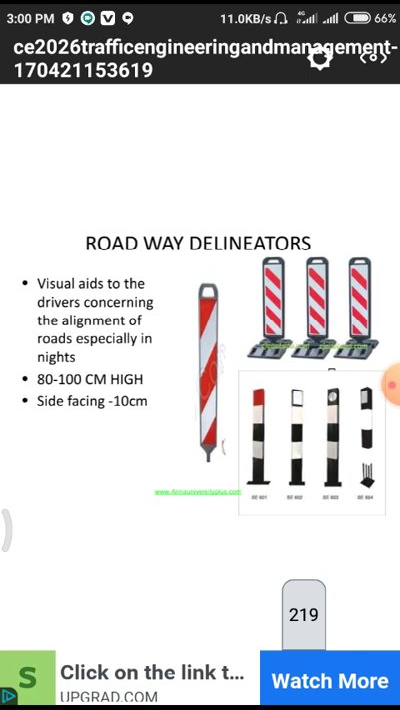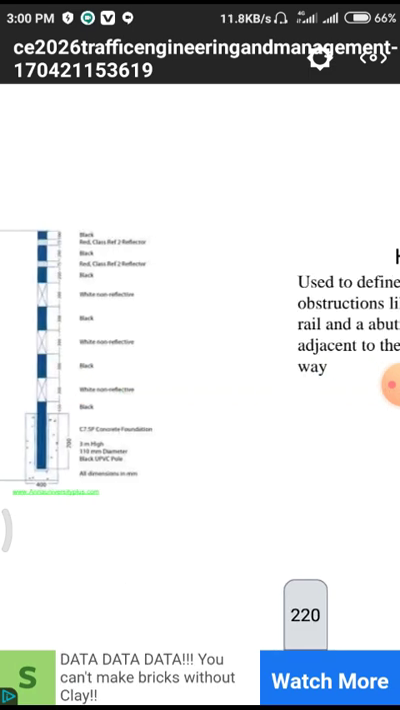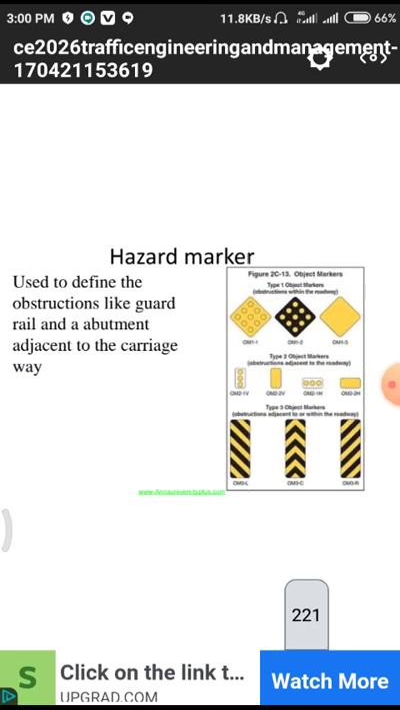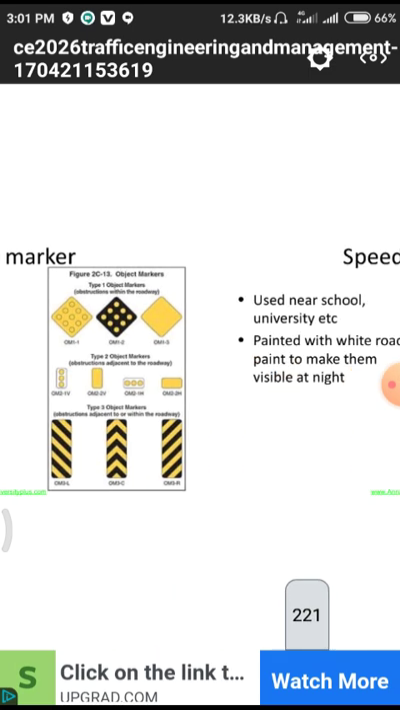First one is the roadway delineators. Normally these delineators show what is the road and what is the road center, and this is the height phenomenon. Next, hazard marker. If there is any particular movement, that means the road has a particular horizontal or vertical curve. These are used to denote that in front of us there is a horizontal curve or a vertical curve. Likewise these things will give proper guidance.